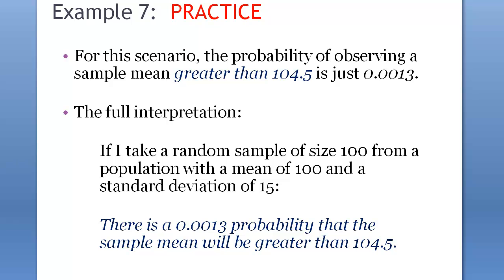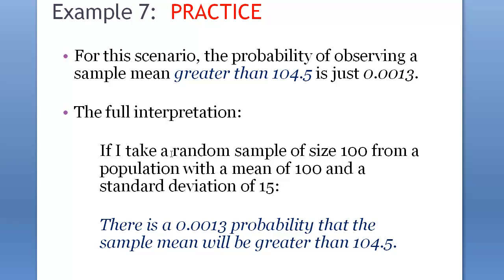which means 0.0013. So less than 0.1% of the population is going to be greater than 104.5. Is that right? If it's true, I'd have to be one of very few people in the population.